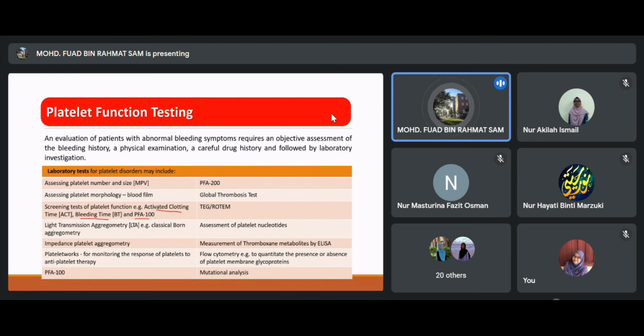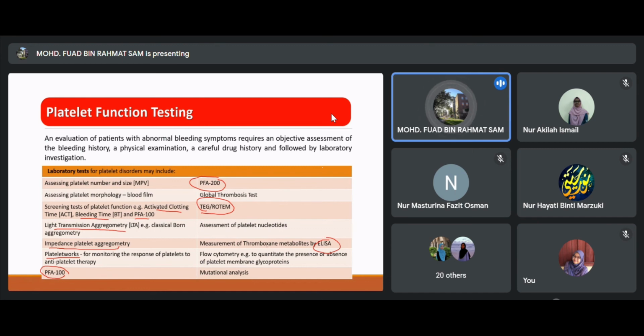Or maybe kita akan buat light transmission aggregometry classically, or kita akan buat impedance platelet aggregometry, or kita akan measure atau buat test platelet works for monitoring the response of platelets to antiplatelet therapy, atau kita akan guna je analyzer PFA 100 ataupun PFA 200, pakai je mesin the platelet function analyzer, atau kita akan buat global thrombosis test, ataupun kita gunakan mesin TEG or Rotem tadi, ataupun assess the platelet nucleotides, or measure the thromboxane metabolites by ELISA. I believe you guys familiar dengan ELISA kan, enzyme link tu.